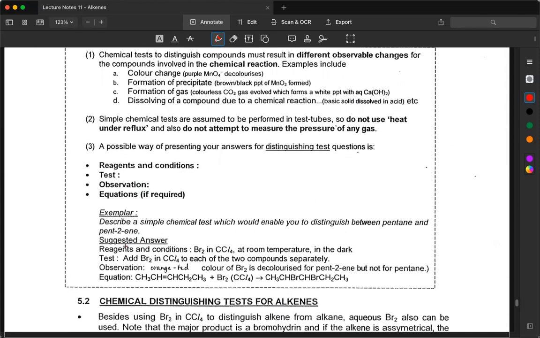For example, describe a simple chemical test to distinguish between pentane and pentene. You can just state the reagents and conditions as Br2 in CCl4 at room temperature in the dark, must mention. Add Br2 in CCl4 to each compound separately. For the one with pentene, the orange-red color will be decolorized, but it's not so for pentane. There's no color change. Then the equations if needed.